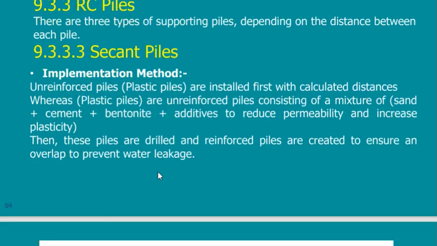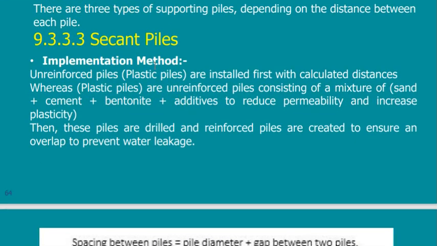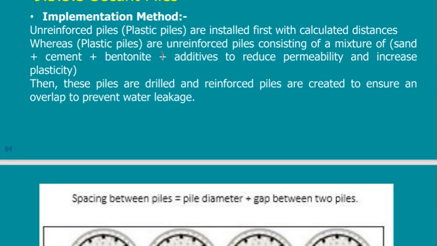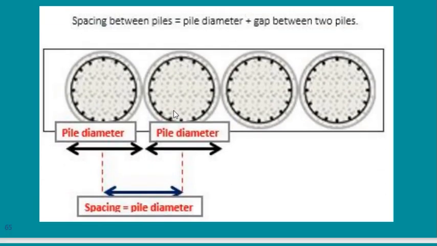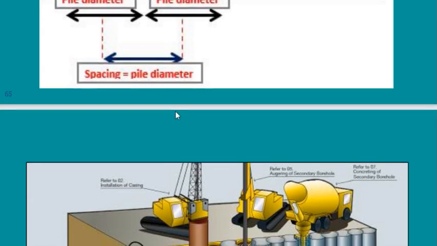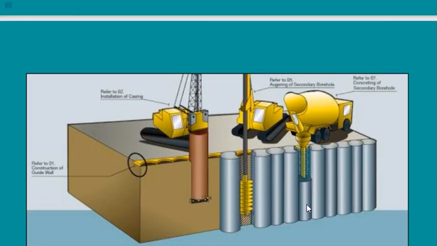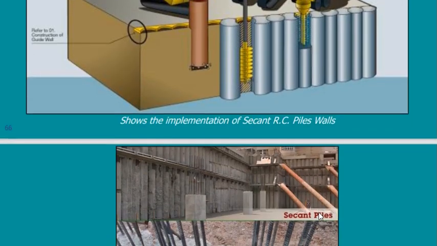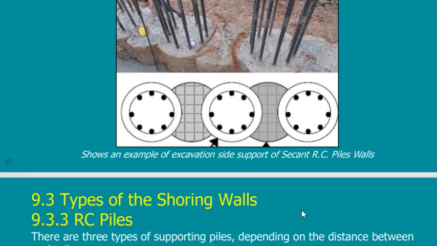The third type is called secant piles. Of course, now you can understand what I mean. Secant piles means that I need my piles to be penetrating each other. I don't want any gap between the two piles. How can I do this? I need this drawing.